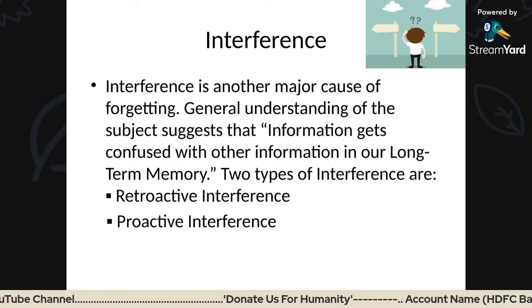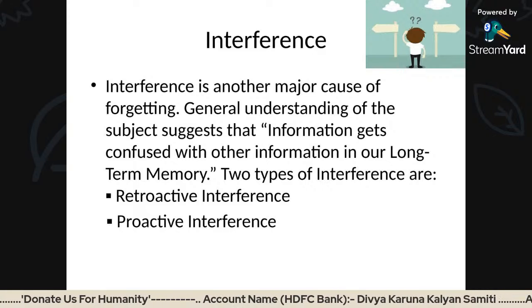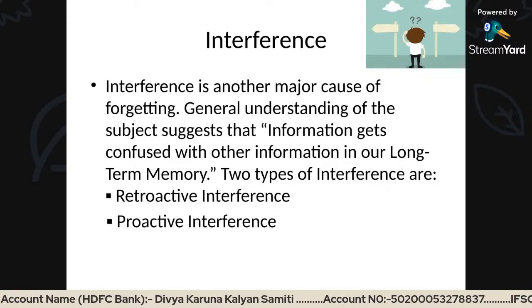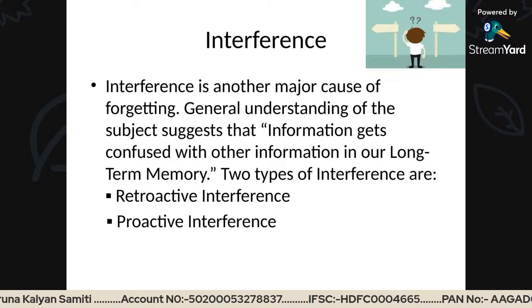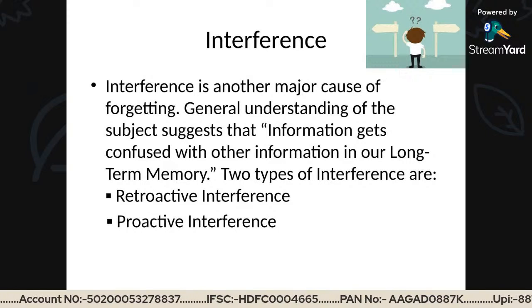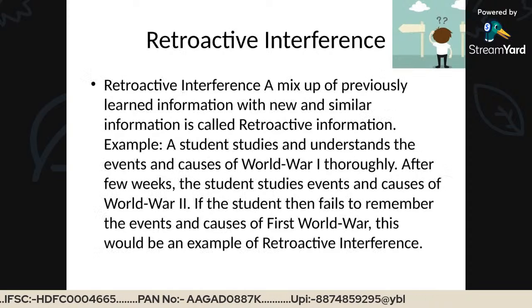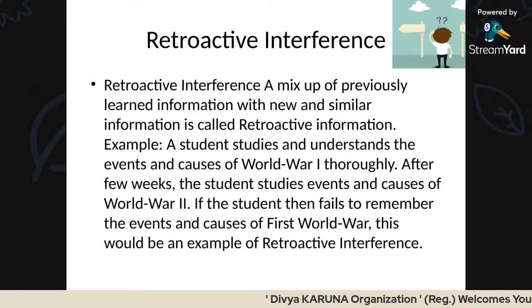Now there is interference. Interference is another cause of forgetting. The general understanding of the subject suggests that information gets confused with other information in our long-term memory. Two types of interference are retroactive interference and proactive interference. So what is retroactive interference? Basically, retroactive interference is a mix up of previously learned information with new and similar information.